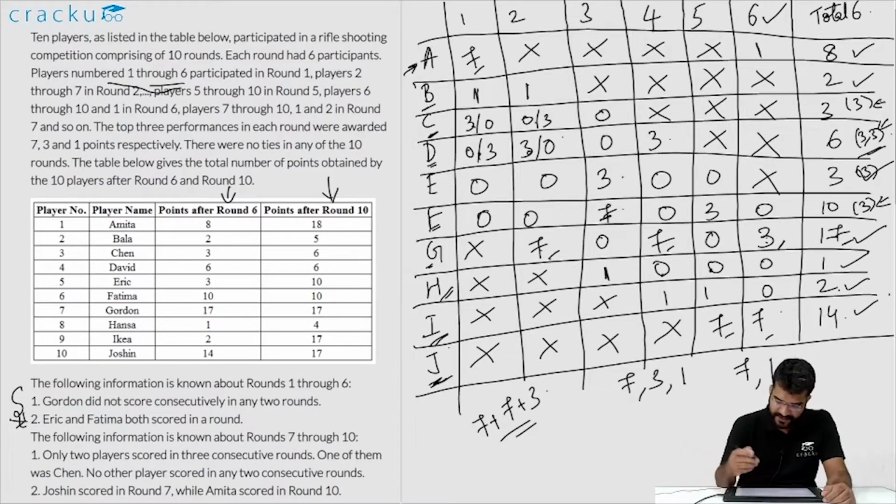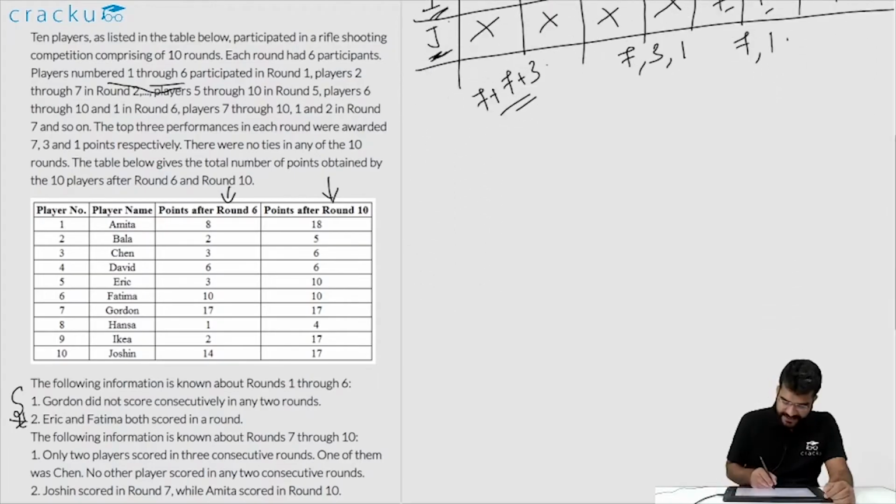Now once you have it, you have figured out which participant has scored how much in all the first 6 rounds. Now we will do something similar for rounds 7 to 10 and then try to identify who has scored what in each of the rounds. Let us again draw a different table. A, B, C, D, E, F, G, H, I and J.